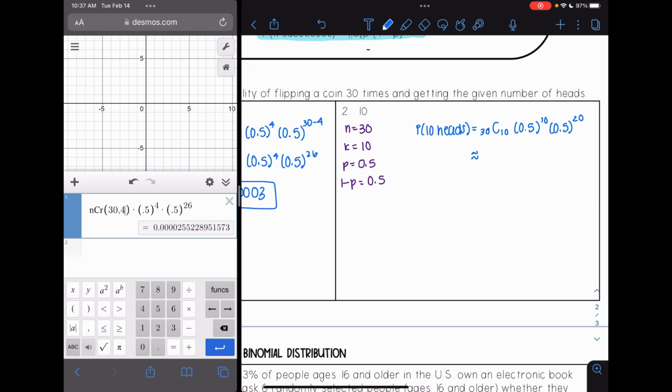And so now I'm going to plug that in here. So I'm just going to delete and replace. I'm going to replace that 4 with 10, replace this 4 with 10, and replace this 26 with 20. And I see this ends up being a higher percent chance. And so rounding this to 3 decimal places, I get that this is approximately 0.025.